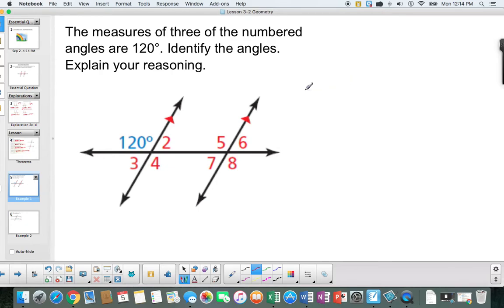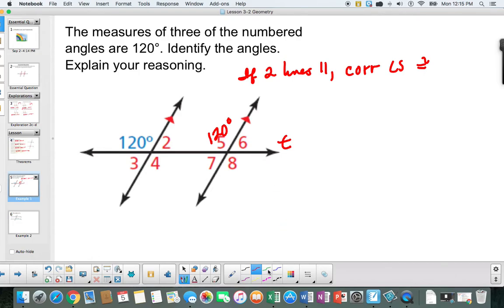Identify the angles and explain your reasoning. All right, so I know this is the transversal, and I know that this is the interior here. And I know that 120 and 5 are what we call corresponding angles. Since these two arrows indicate we have parallel lines, I'm going to write: if two lines are parallel, I can see that corresponding angles have to be congruent. So I know this angle will be 120 degrees.